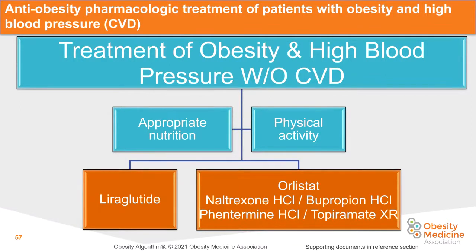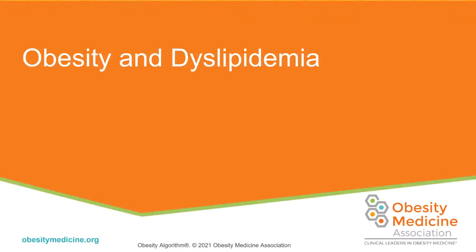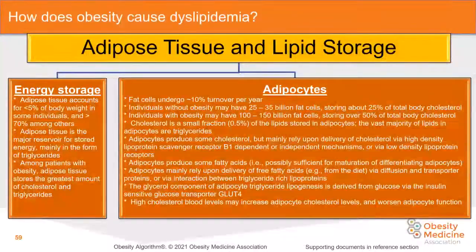But liraglutide is certainly an option that can not only improve blood sugar, but can improve blood pressure. What about dyslipidemia? There used to be a thinking that you're born with a certain number of fat cells, and so therefore, if you had a lot of fat cells, then you were predestined to have obesity. Well, hopefully none of you believe that's true, because it's not true.